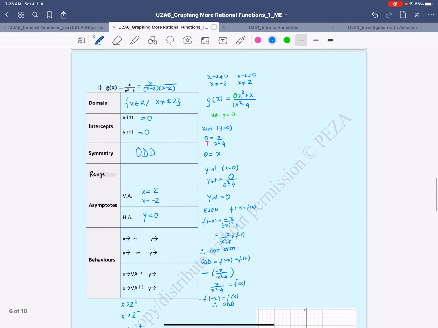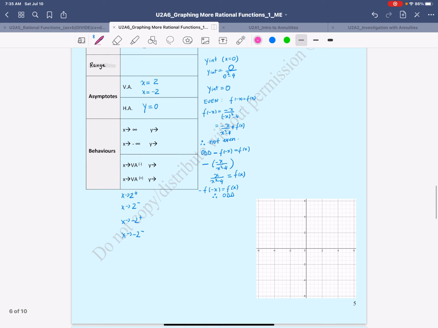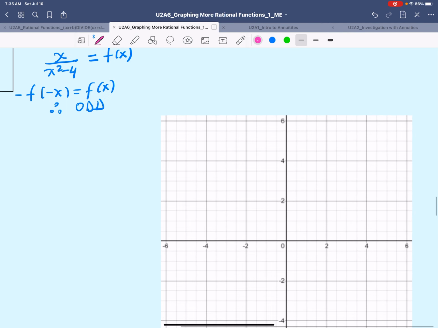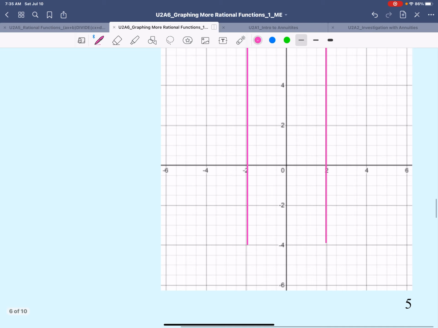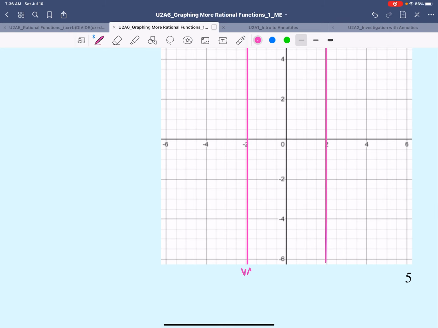And I am going to start by graphing the vertical asymptotes, which are at 2 and negative 2. So here we are. And I will label each asymptote by their respective equations. So this would be the vertical asymptote named x equals negative 2. And this is the vertical asymptote x equals 2.